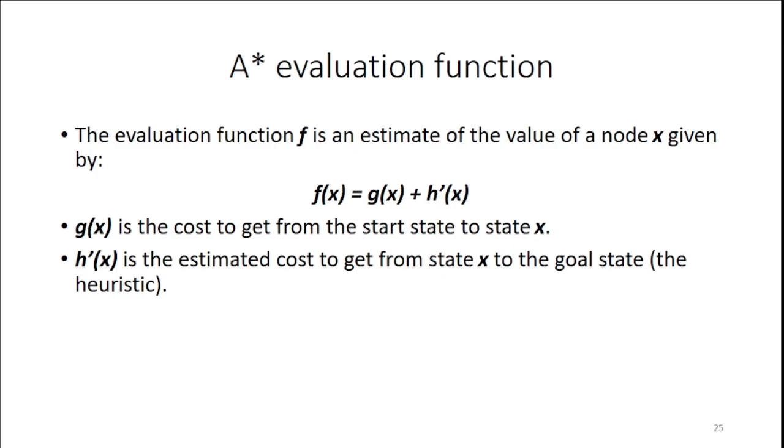So the evaluation function of the A-star algorithm is given as f(x) equal to g(x) plus h'(x), where g(x) is the cost to get from the start state to state x, and h'(x) is the estimated cost to get from state x to the goal state, right?